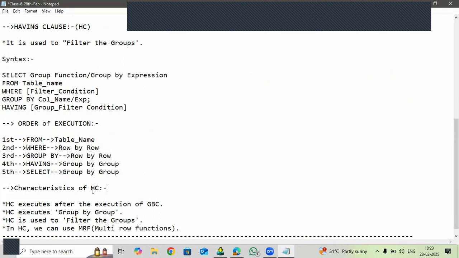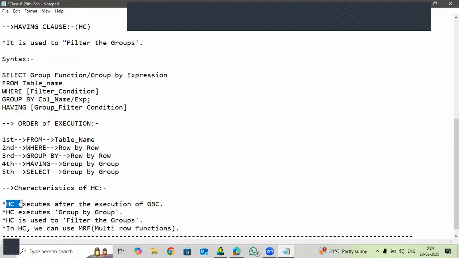Here we have four characteristics with respect to having clause. The first one: having clause executes after the execution of group by clause. And having clause executes group by group. See, where clause and group by clause execute row by row. Each row it goes and gives us the output. But here, having clause executes group by group. I'll explain how this will work.